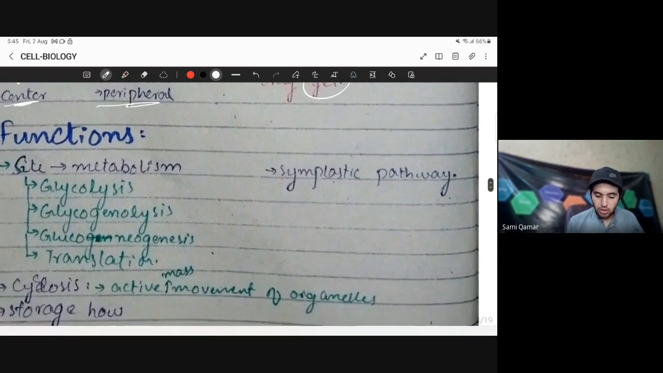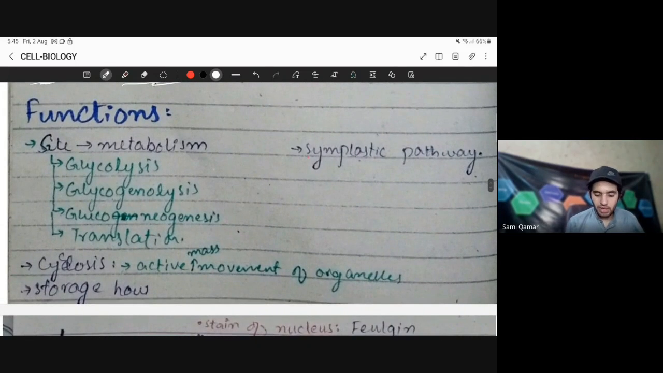Functions of cytoplasm: as you know, it is the site for metabolism. All the reactions will happen there. Glycolysis will happen in the cytoplasm. We will study it in detail. We will study where the light reaction happens and where the dark reaction happens, because these things have been asked in IMAT. We have to cover them. Glycolysis, glycogenolysis, gluconeogenesis, translation, all these things. We will talk about each and everything in the respective chapters. I don't want to explain right now.